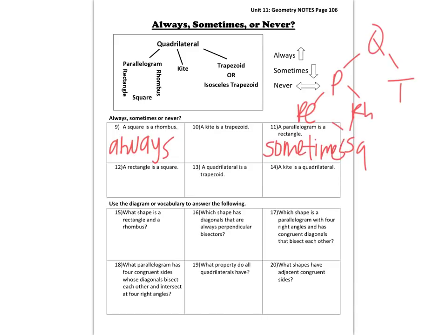Look at number 15 down below. What shape is a rectangle and a rhombus? So rectangle and a rhombus, that would be a square. Because a square is always, because you're going up, always a rectangle, always a rhombus. Alright, next page.